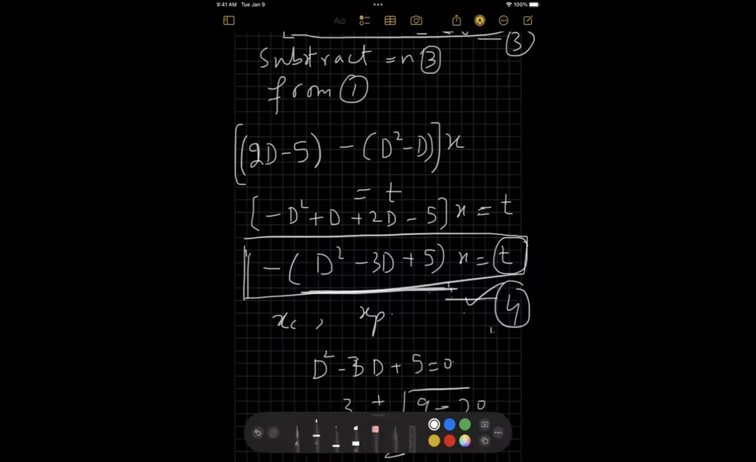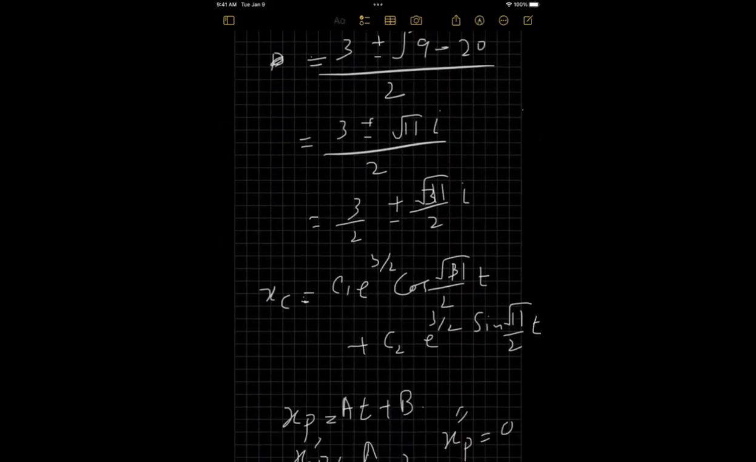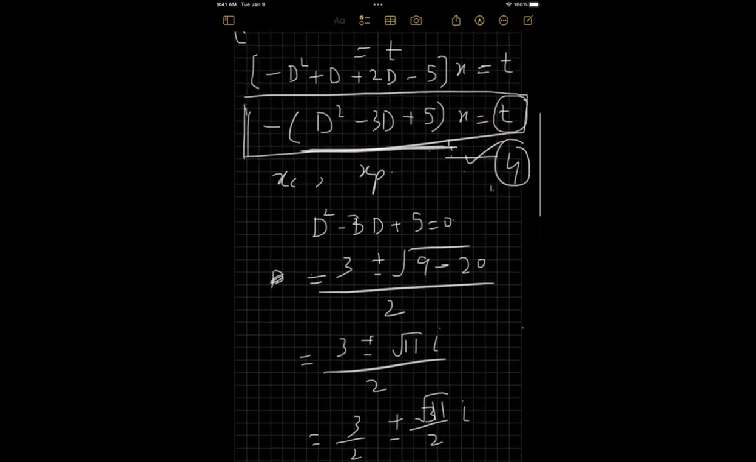First we find the homogeneous solution, so you can solve it, and if there is a mistake, you can find it. It is c1 e raised to the power 3 by 2 cos of square root of 11 divided by 2 t. So this is our equation for the homogeneous part.